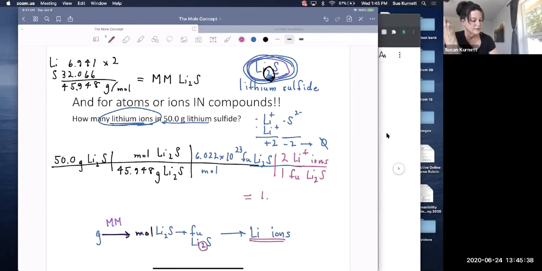Okay, so sig figs, 3 sig figs, 5 sig figs, 4 sig figs. This 2-to-1 ratio here, that's unlimited. That's a counting number. So my answer is going to have 3 sig figs.